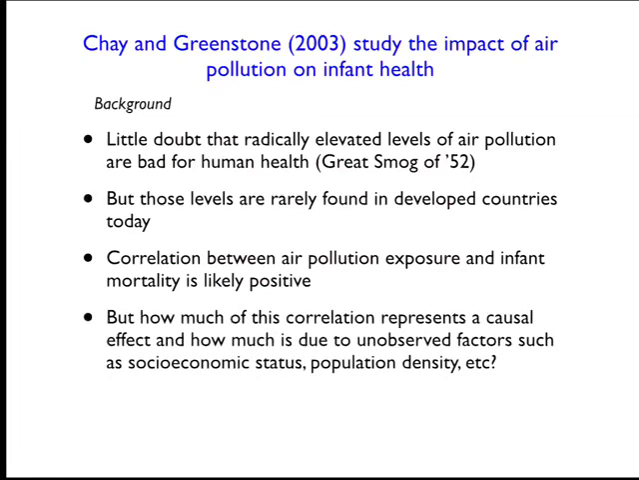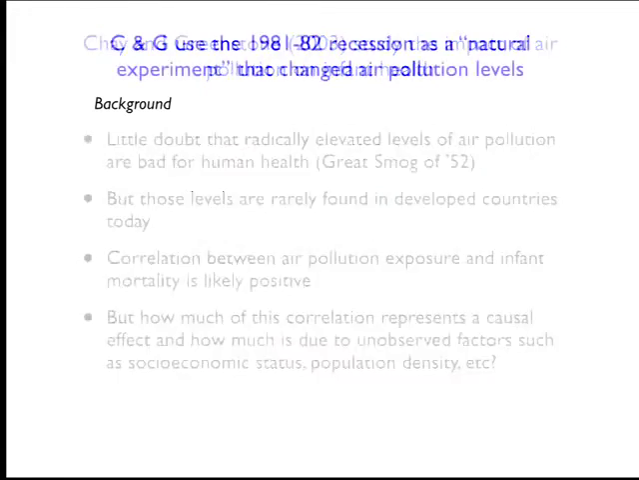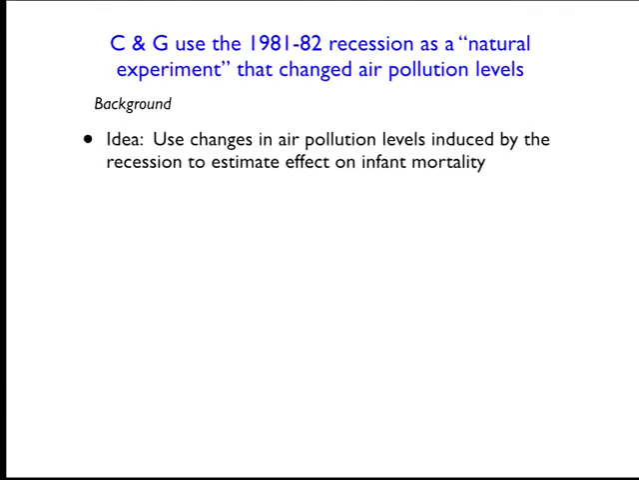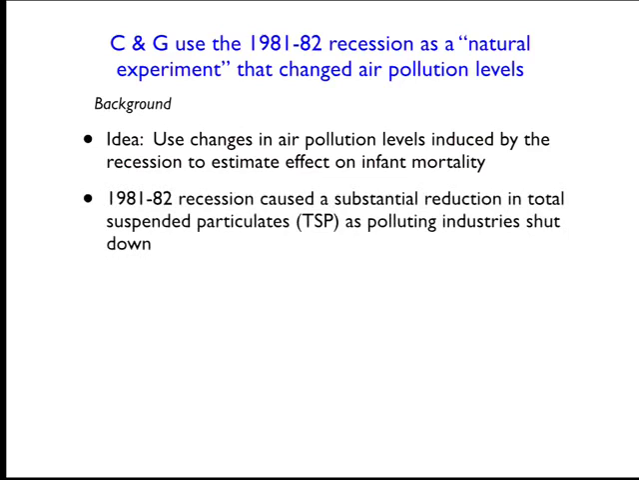If you're looking over space, you would probably find poor areas have higher pollution and also higher infant mortality, but obviously socioeconomic status differs over those areas, as do population density and a whole bunch of factors. So you wouldn't want to just look at the raw correlations and interpret those as causal effects. What Shea and Greenstone do is use the recession that happened in the early 1980s as a natural experiment that changed air pollution levels. They're going to do a differences-in-differences type study, and the core idea is that they can use changes in air pollution levels that are induced specifically by the recession to estimate the effect of air pollution on infant mortality.